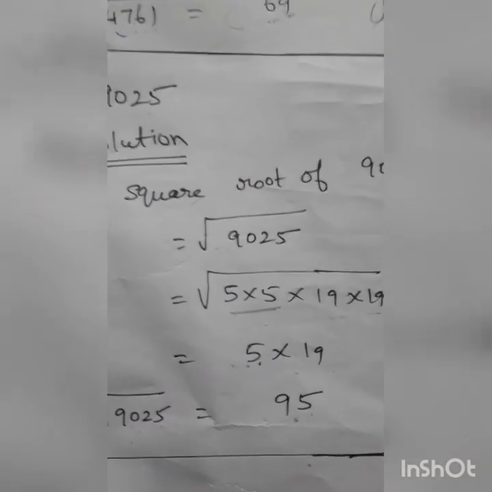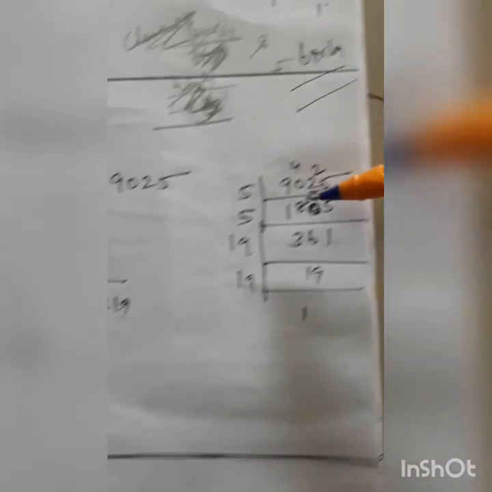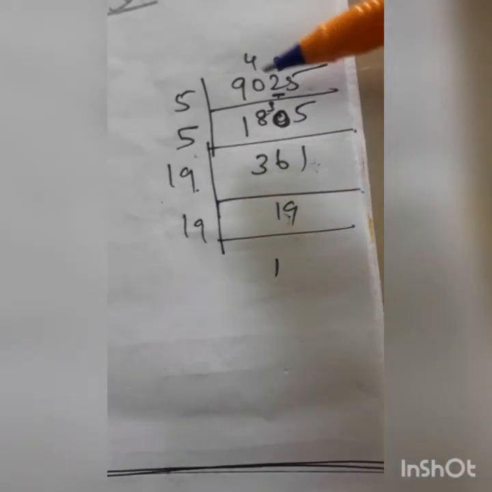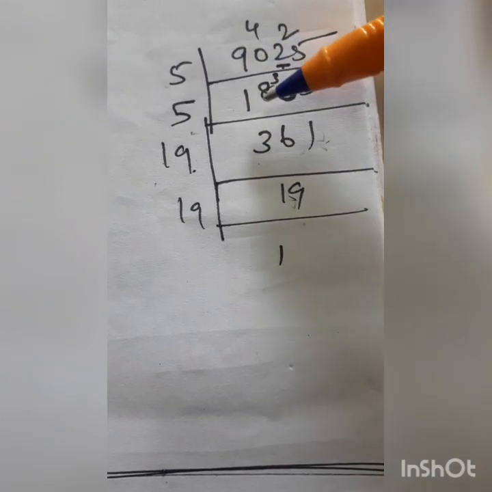Write the first step. Square root symbol 9025. Right after, do the LCM method division. 1 5 is 5, remaining 4. 4 and 0, 40. 5 8s are 40. This 2 is not possible, so write 0. This 2 and 20.